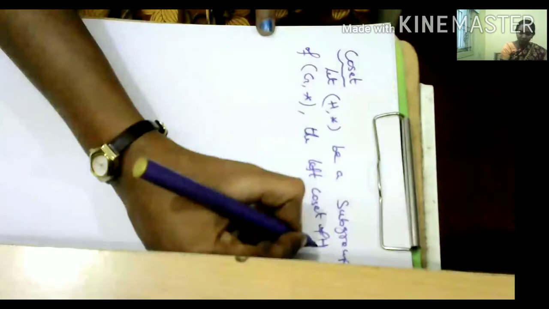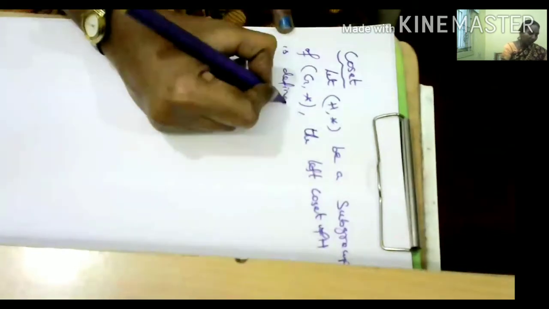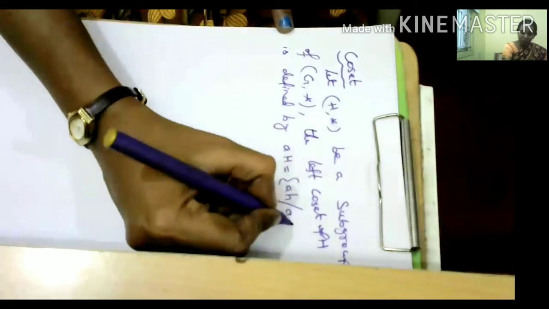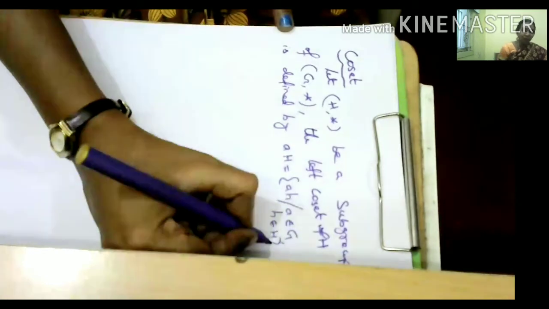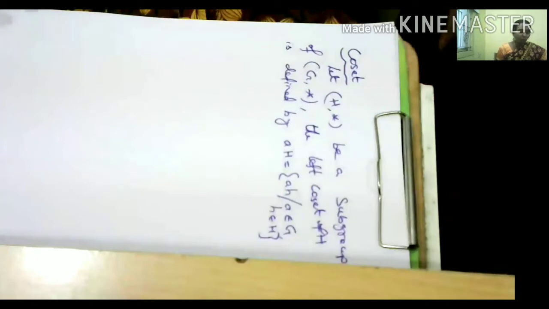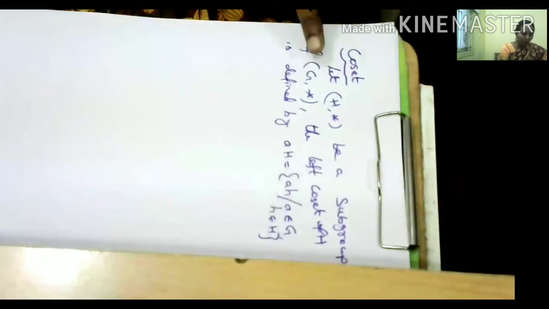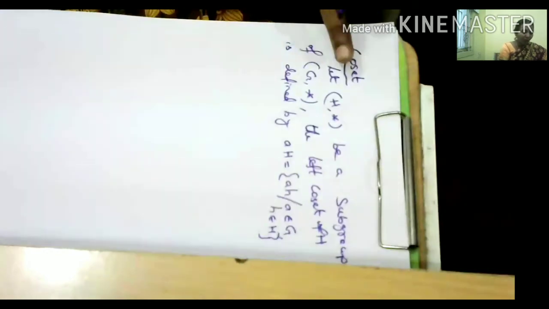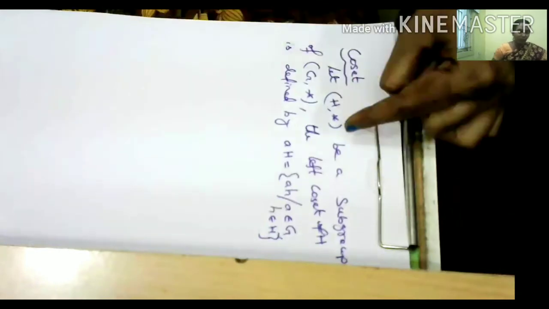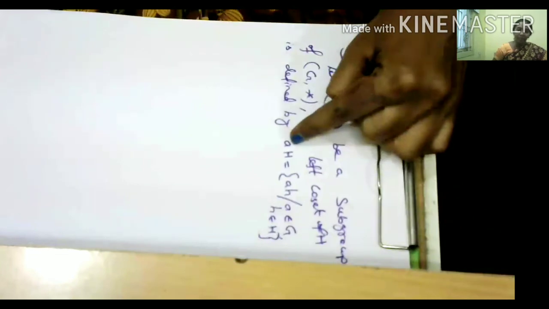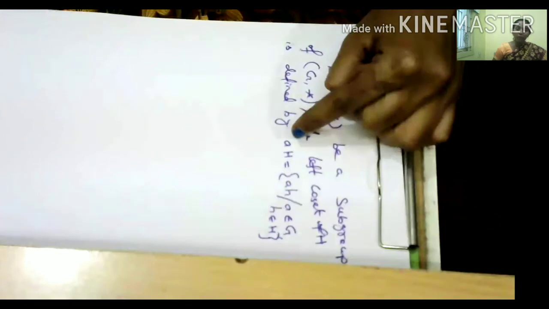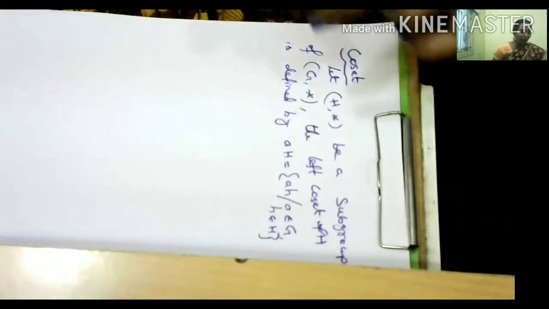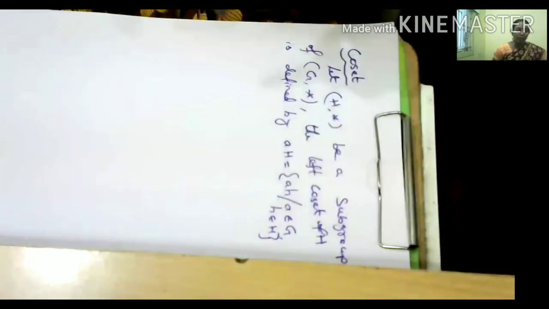The left coset of capital H is defined by a into capital H, equal to the set of elements a h such that a belongs to capital G, h belongs to capital H. So this way we are defining the left coset of a given group capital G. Just take one element from capital G and another element from capital H. So the elements from capital G lie on the left side. Therefore, we say that it is the left coset of capital H. Here, the left coset has elements in the form a into h, such that a belongs to G, h belongs to capital H.